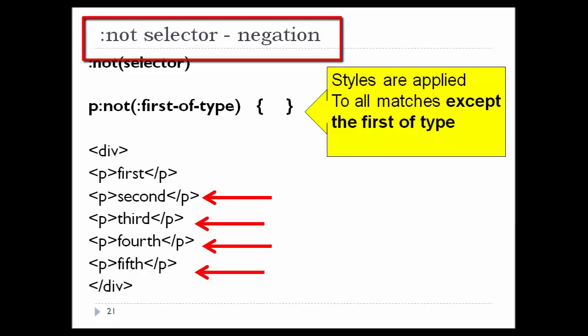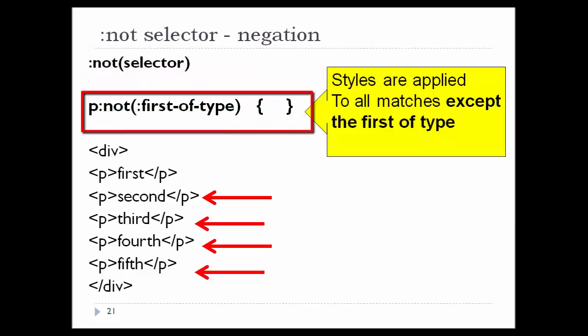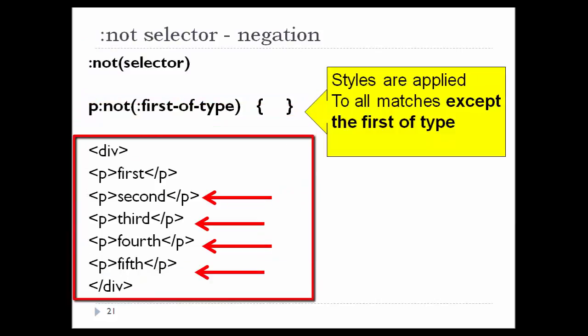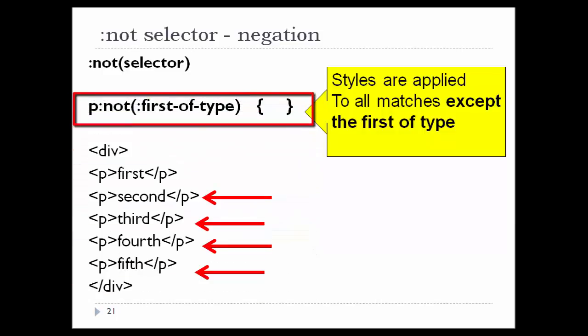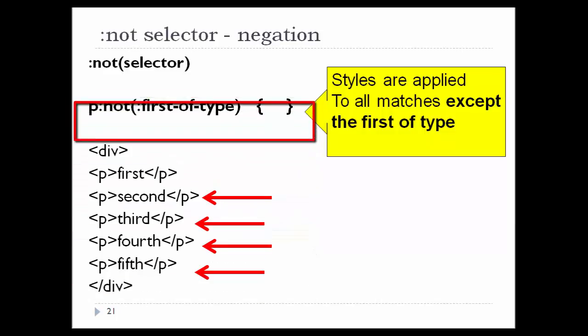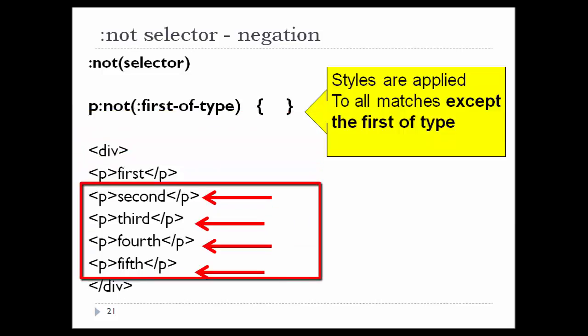The not selector, and here again, these are preceded by colons. You may hear this as the negation selector. It allows us to apply a style to a selector, but excluding certain things. So here, if we look at our div, we have 5 paragraphs. And here we have our selector, P colon not first-of-type. So it would match everything except the first.